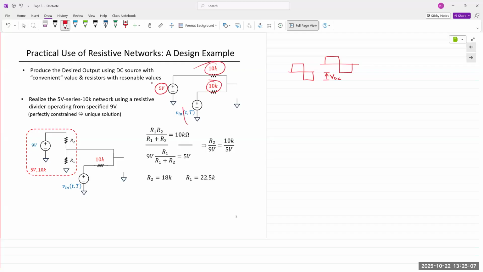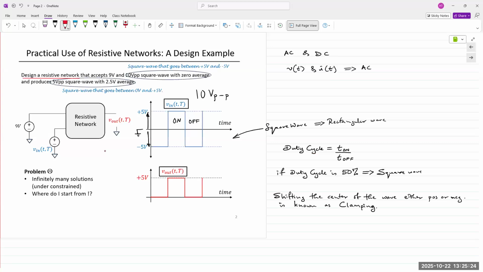So V in of t, and a 10 kilo ohm resistor is going in there. Now we know that we're going to apply 5 volts, and so that gives us the 5 volts DC input. So from the provided network, we are provided a 9-volt DC source, and we need to obtain 5 volts from it.